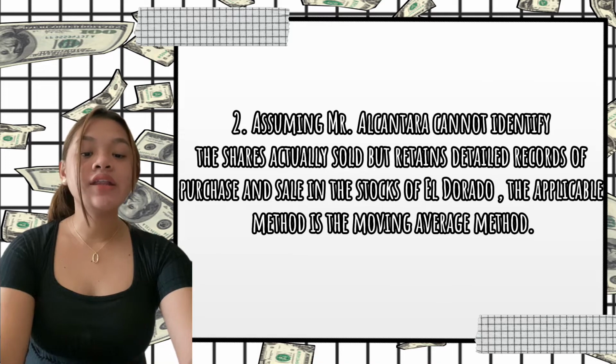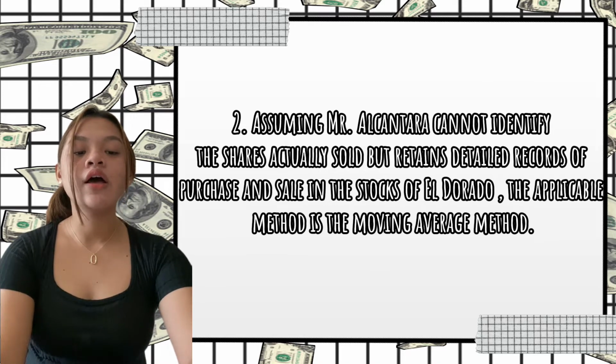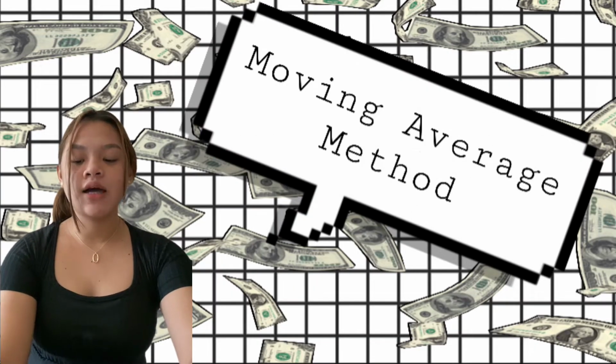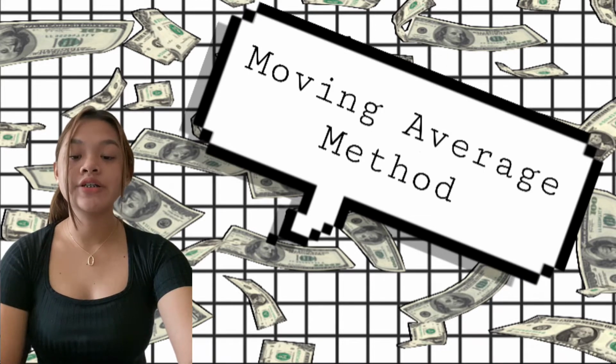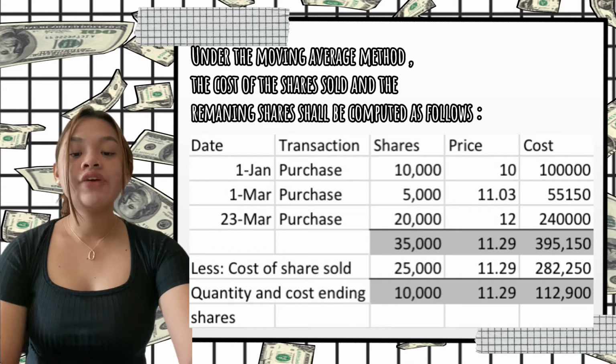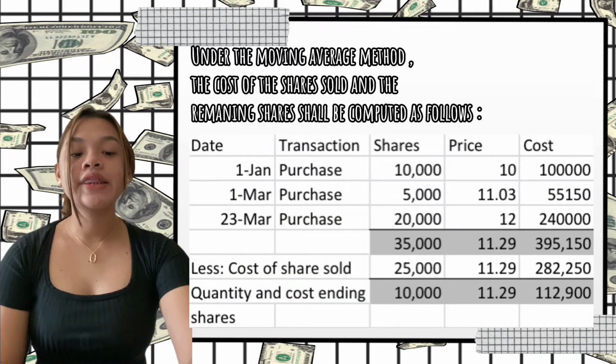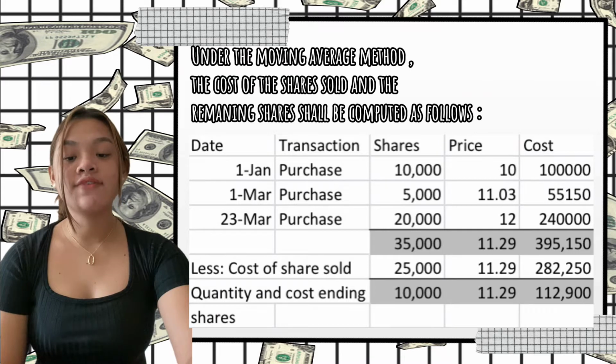Number 2. Assuming that Mr. Alcantara cannot identify the shares actually sold but retains detailed records of purchase and sales in stocks of El Dorado, the applicable method is the moving average method. So what is the moving average method? The moving average method is the technical indicator that investors and traders use to determine the trend of direction of securities. Under the moving average method, the cost of the share and the remaining shares shall be computed as follows.